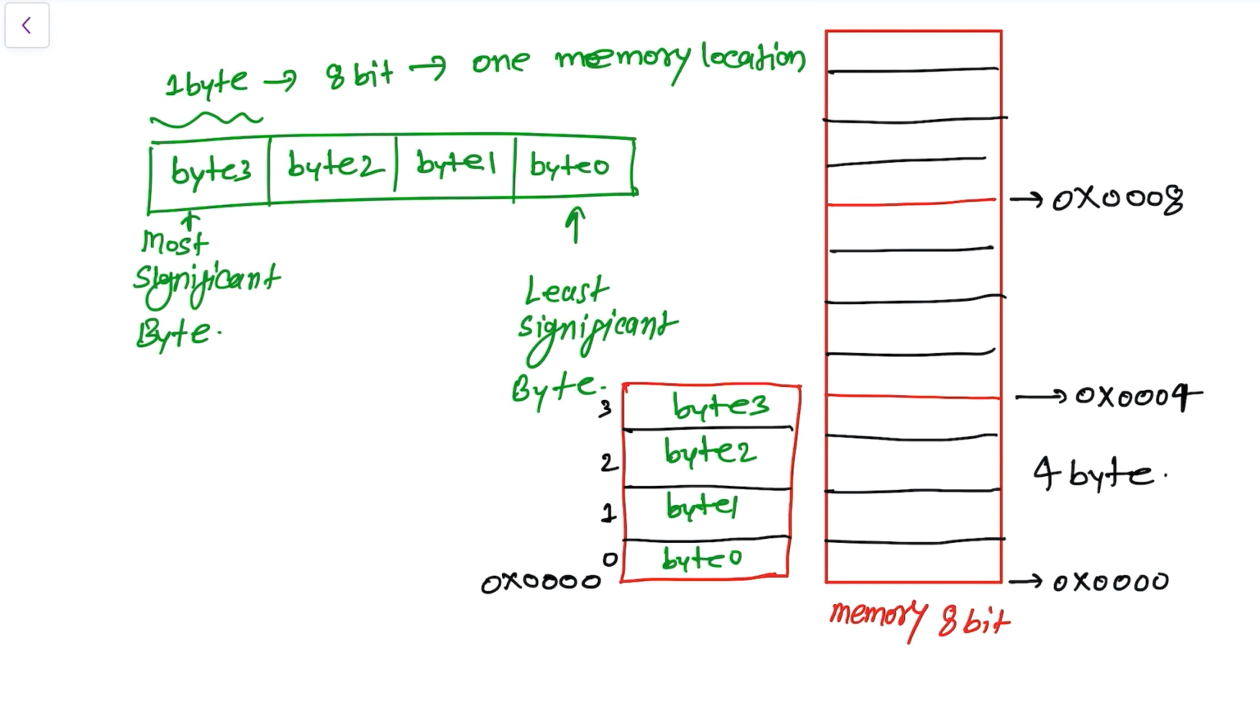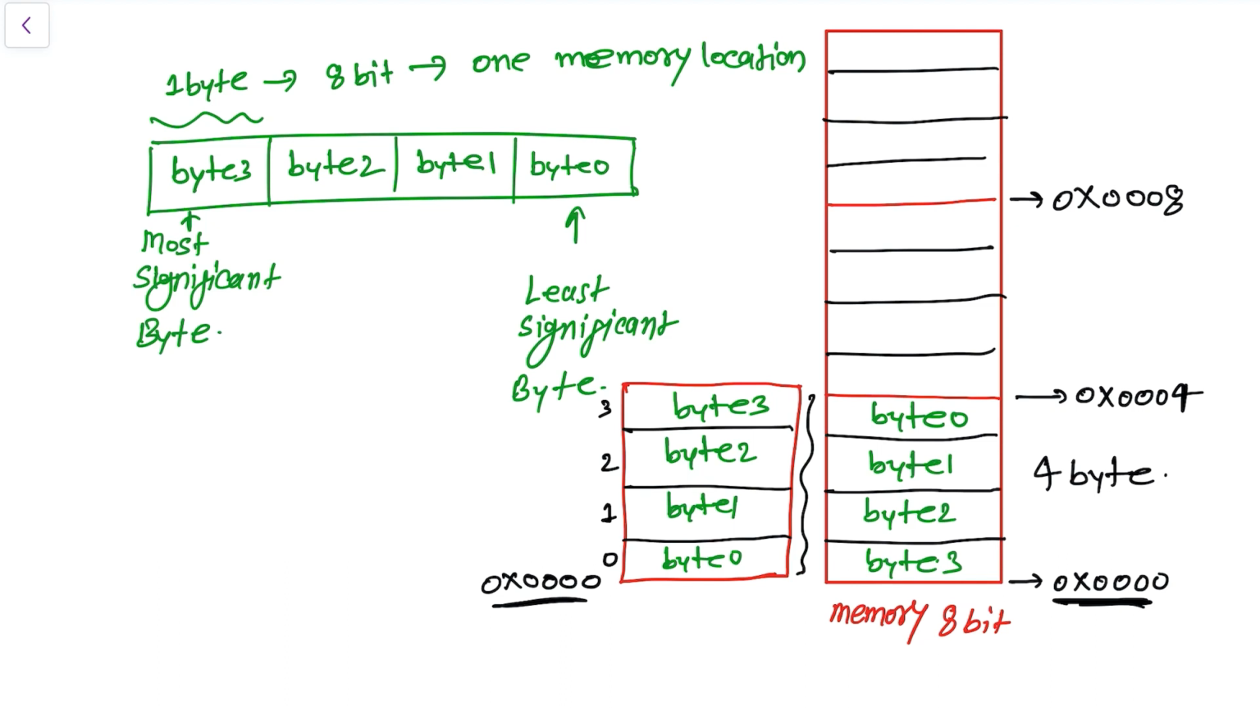And in a similar way, we can store byte 3 first, and then byte 2, and then byte 1, and then finally byte 0. So if you see here, the starting address is the same for this data. Okay, so the data is the same here.